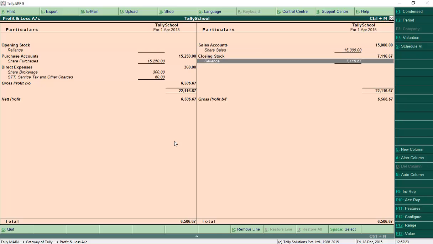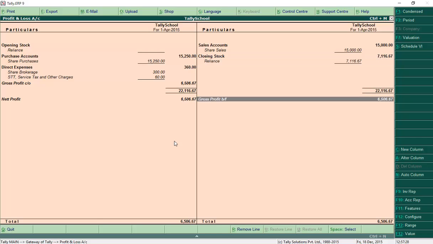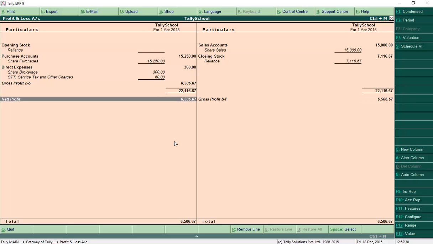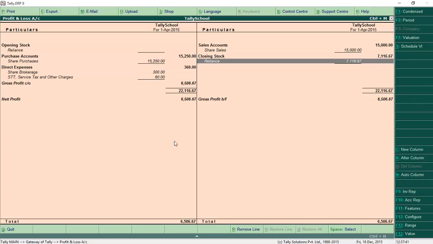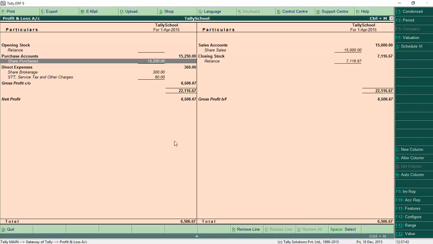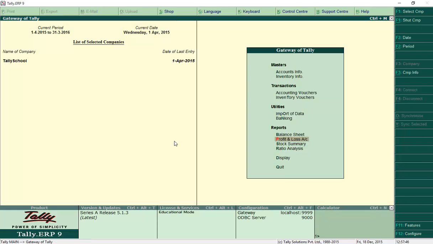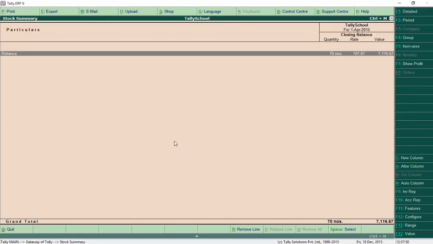So closing stock, Reliance, same as stock summary, so we don't have to do anything here. Now let's go to, okay, one more thing. Net profit of 6,506.67 is displayed because we have sold shares at profit, and closing stock is also good, so the net profit will be displayed here. Now we will go to stock summary and see. So as you can see, this is the closing stock, nothing more here.